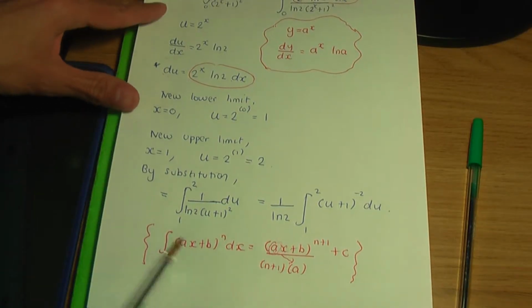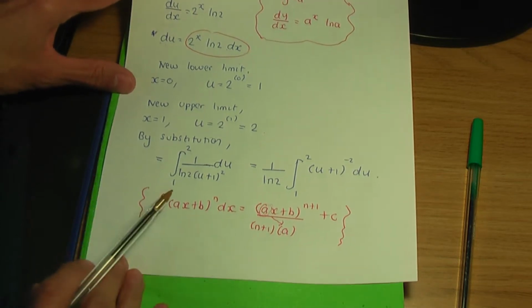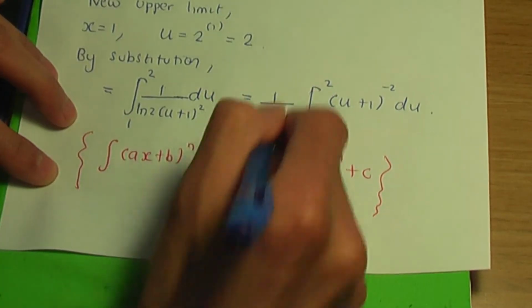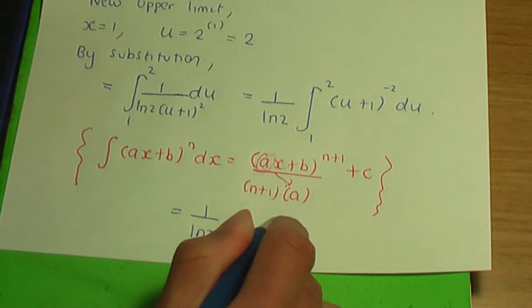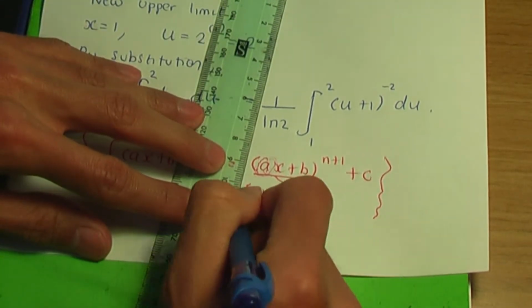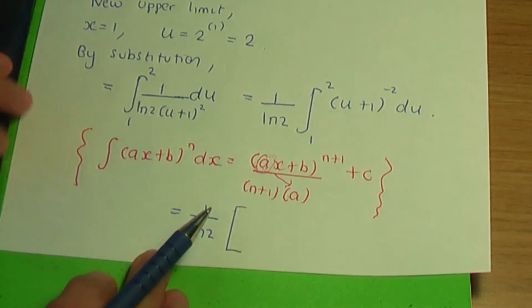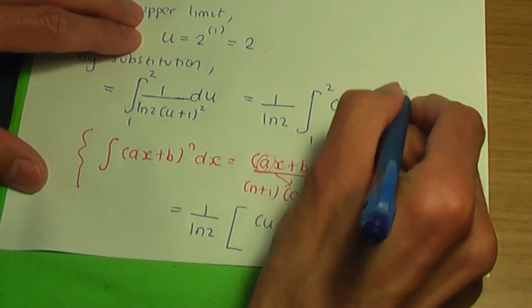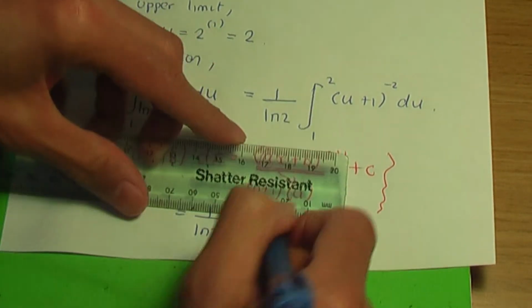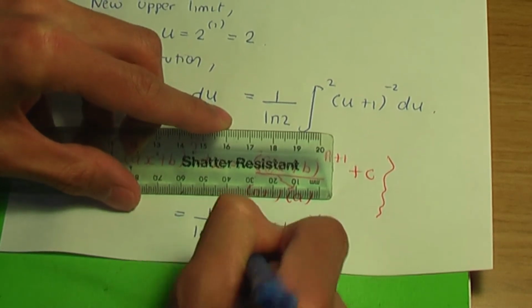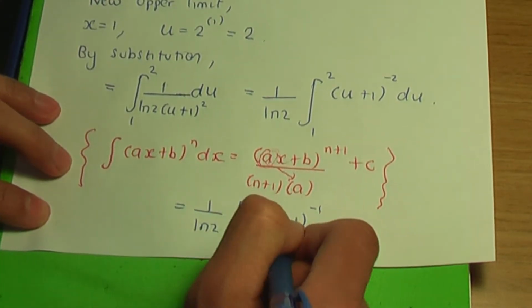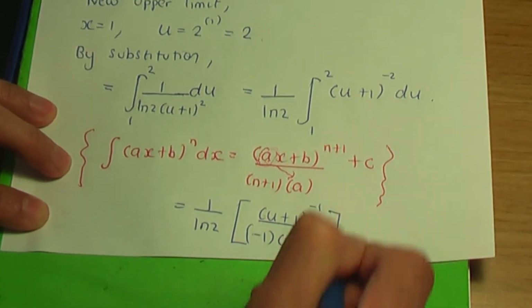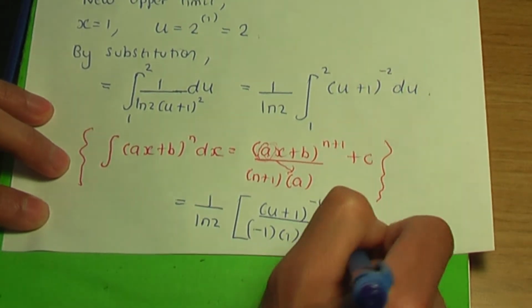So we can only do this if the term here is of the form ax plus b, i.e. a linear. So let's apply this result here to this integral. So I have 1 over ln 2 outside, a constant. And when I integrate, let's integrate u plus 1 to the minus 2. Add 1 to the power, remember. So minus 2 plus 1 is minus 1. Divide by that resulting power, which is minus 1. The coefficient of u is 1, so let's divide by 1. And let's close that bracket, and the limits, remember, are 2 and 1.